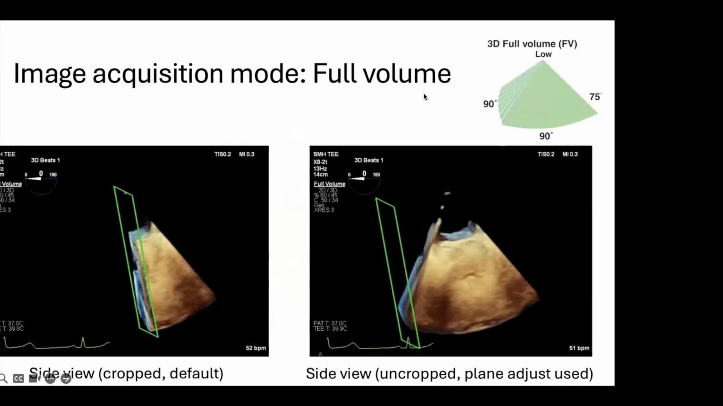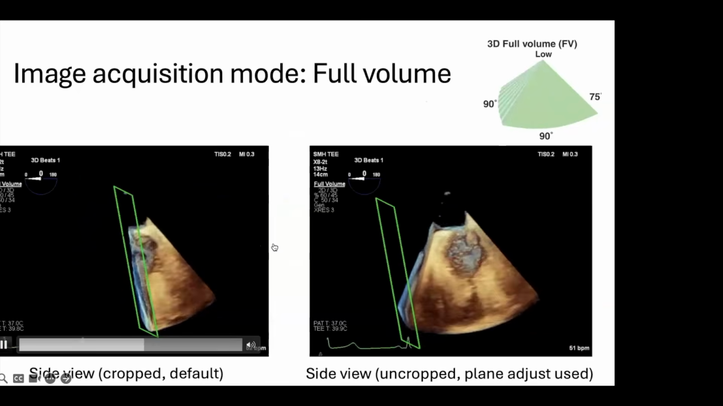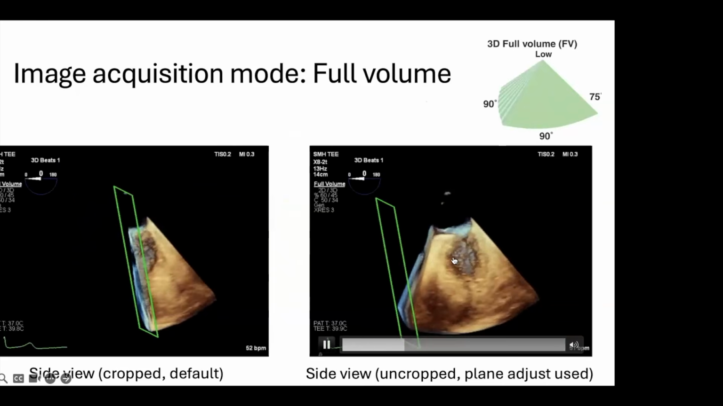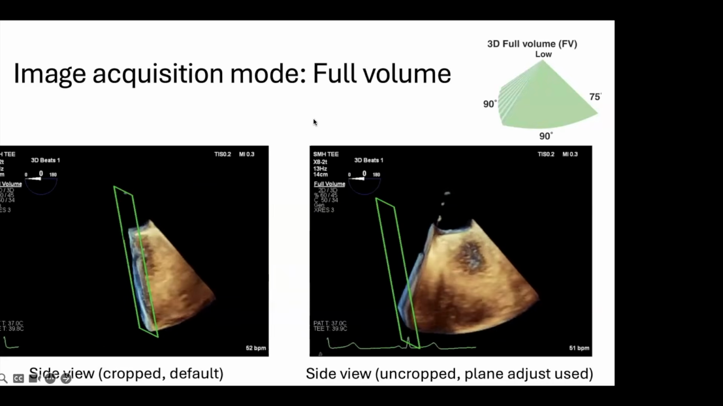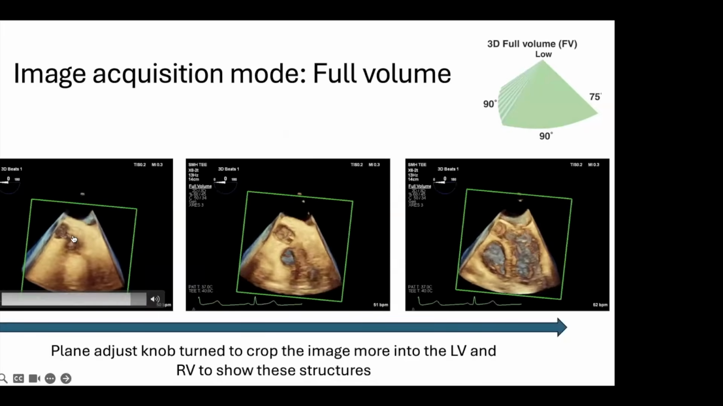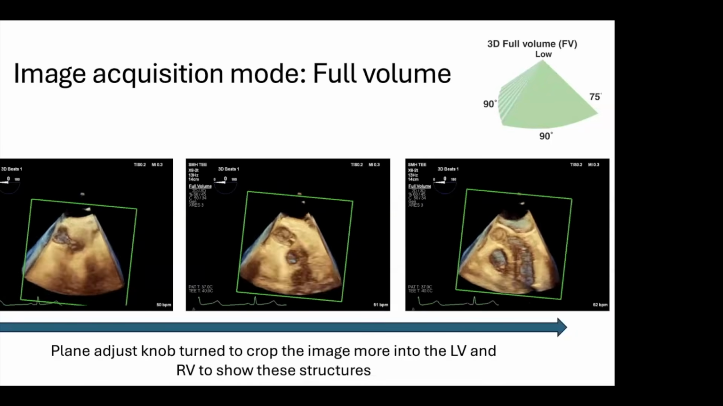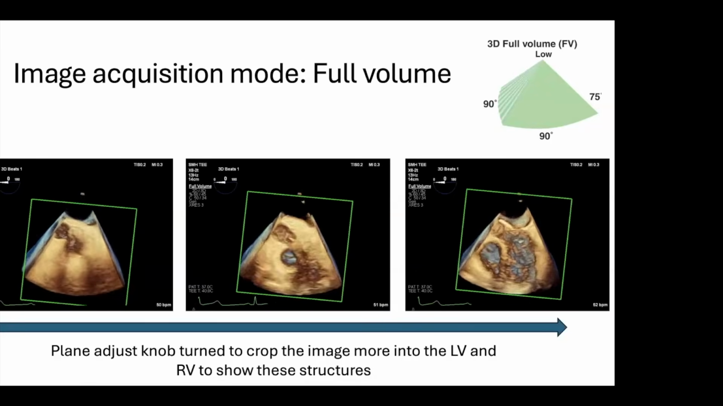And when you bring that crop plane back using the plane adjust knob, you'll go from the image on the left to the image on the right. So now you're able to see more structures by bringing that cropping plane in. The trouble is that you end up producing this blob-like pyramid that has a ton of data within it that you then have to go through and dissect to actually find the structures that you're interested in. So that's one of the things with full volume mode: it's good for having a large data set, but then you need to do a lot of processing to understand it.